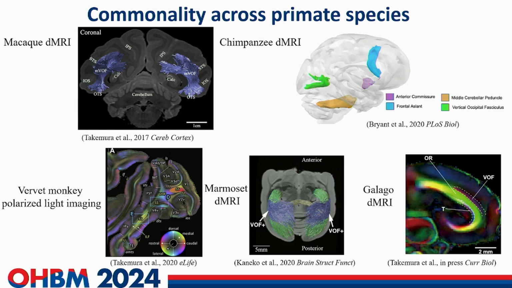Then I had a chance to work with Nicola and Dr. Karl. They're working on some polarized light imaging neuroanatomy data from a baboon monkey. We could also see it.